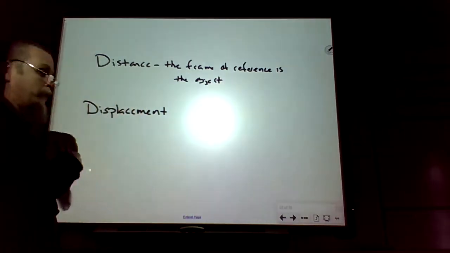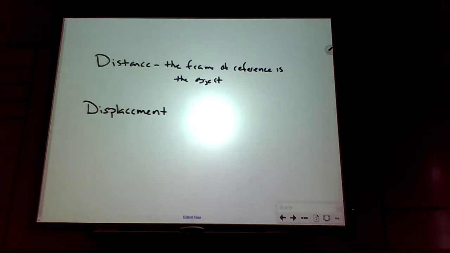It's how far the object's moved. It's how far the object has gone. A good example of this is the odometer in a car. The odometer in a car measures the distance that the car has moved. It's all about the car, all about what the car has done. The frame of reference is the object itself.